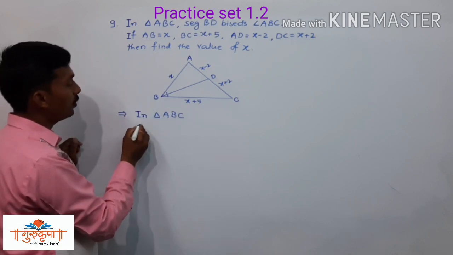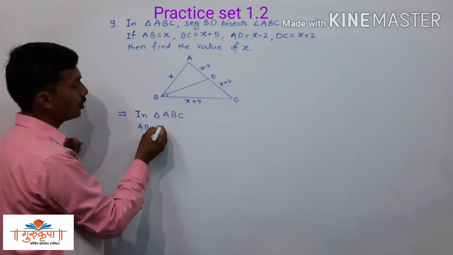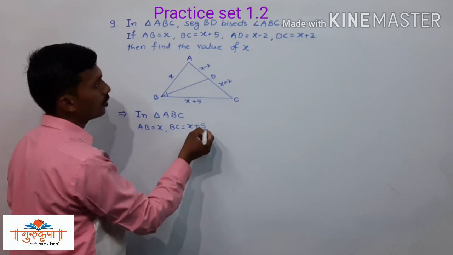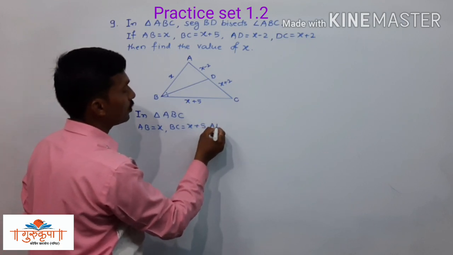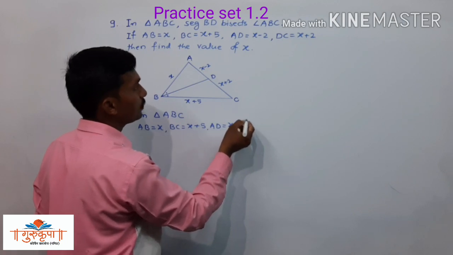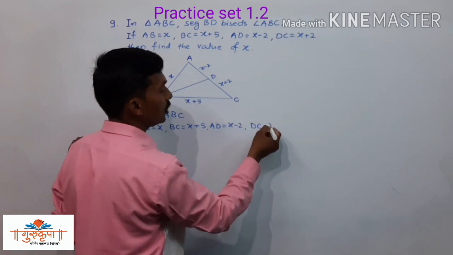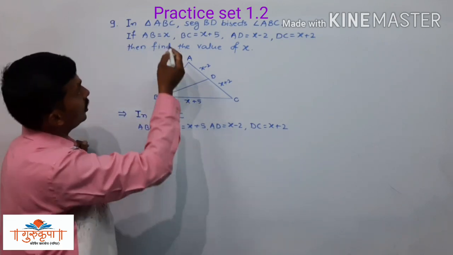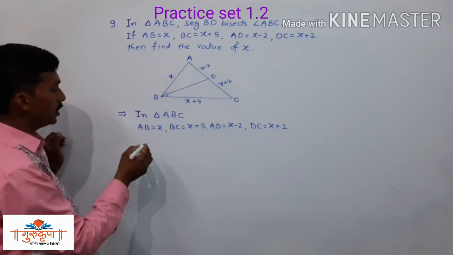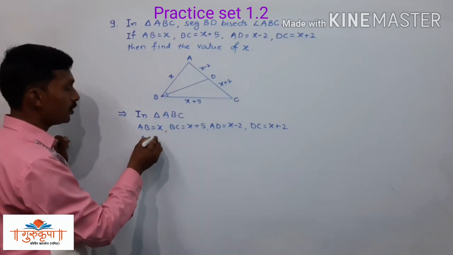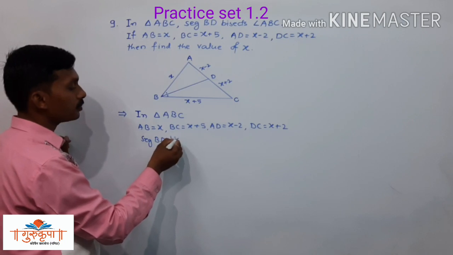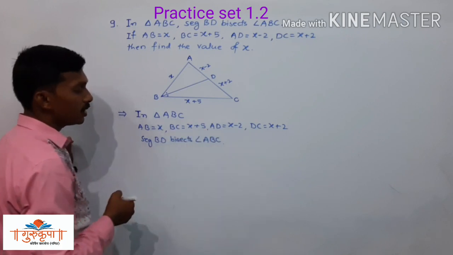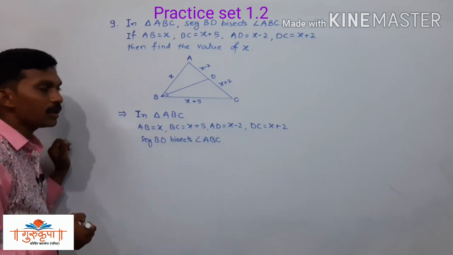it is given that AB is equal to x, BC is equal to x plus 5, AD is equal to x minus 2, DC is equal to x plus 2, and we have to find the value of x. It is again given that BD bisects angle ABC. So here we will write that information, seg BD bisects angle ABC.